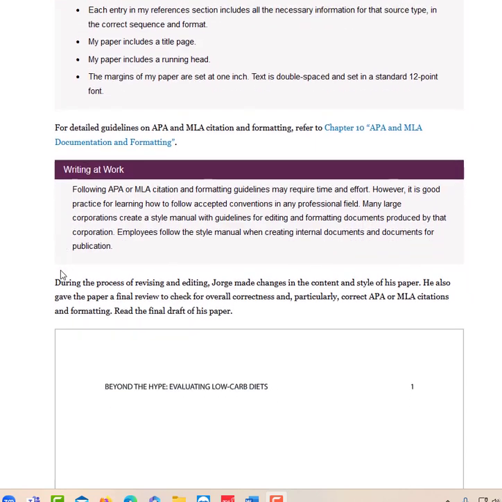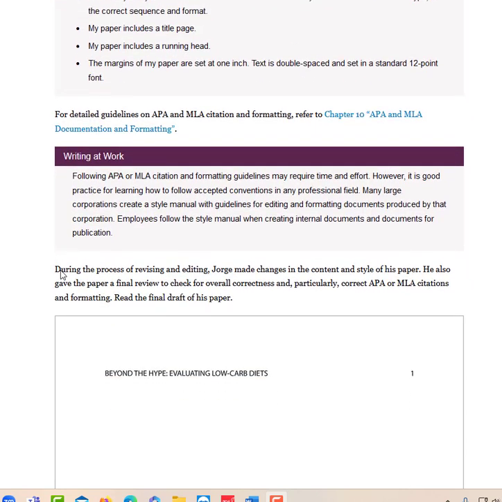So following APA or MLA citation may require time and effort. However, it is a good practice for learning how to follow the style guidelines in any professional field. Many large corporations create a style manual with guidelines for editing and formatting documents produced by that corporation. Employees follow the style manual when creating internal documents and documents for publication.